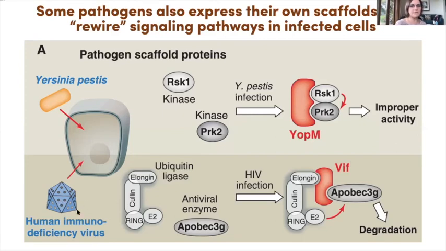And similarly, human immunodeficiency virus, HIV, actually manages to evade host inactivation systems by expressing this protein called Vif. And what that does, we haven't talked about this process of ubiquitin-mediated proteolysis, but basically what it does is it recruits this antiviral enzyme, which is pretty good at finding viral genomes and inactivating them. It recruits it to this protein complex that triggers it to get degraded. And so it basically disarms the cell that it infects by expressing the scaffold. And there are many other examples.